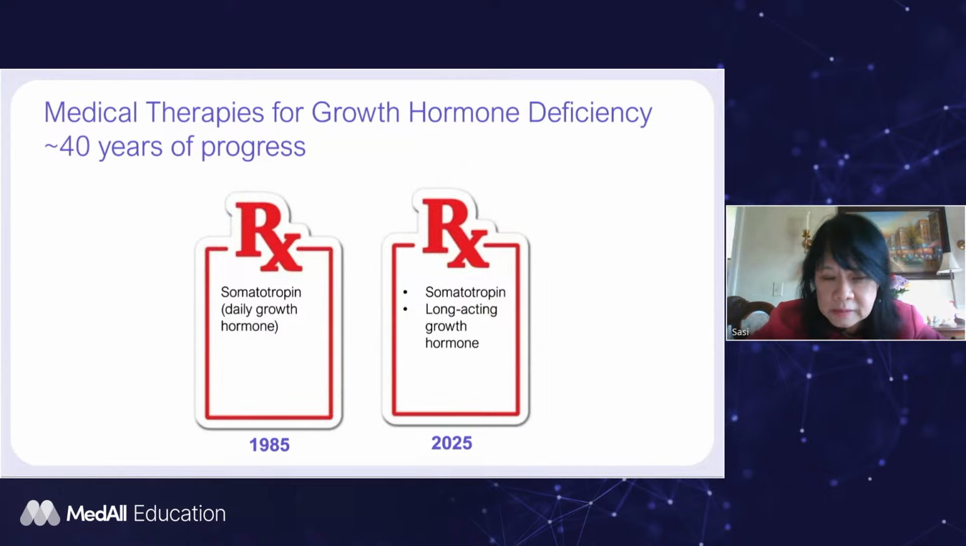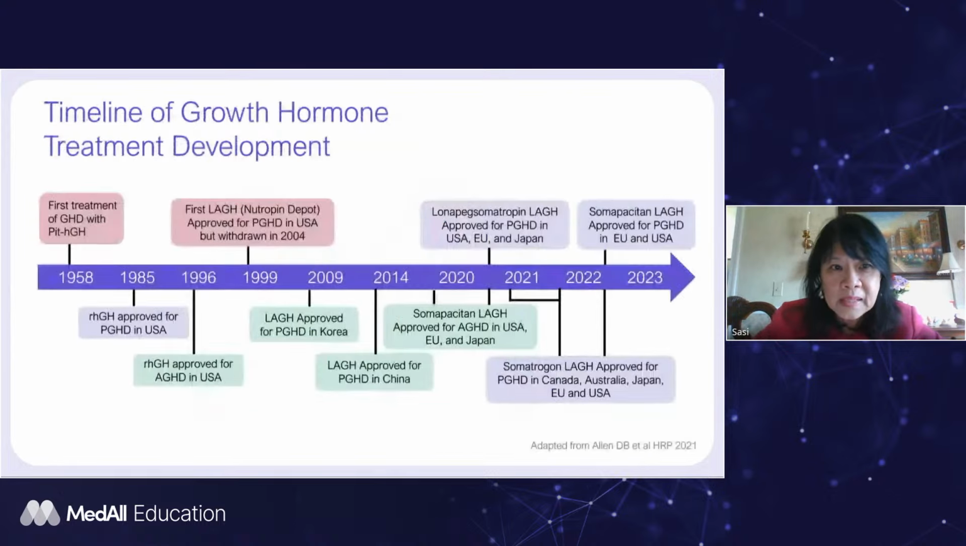In the past, we had daily growth hormone injections, but now we have the option of long-acting growth hormone, given once weekly. So I'd like to show you the timeline of growth hormone treatment development, starting from 1985, when the first recombinant human growth hormone was approved in the US. Then in 1996, growth hormone was approved for adult growth hormone deficiency. And long-acting growth hormone was, in fact, approved back in 1999.